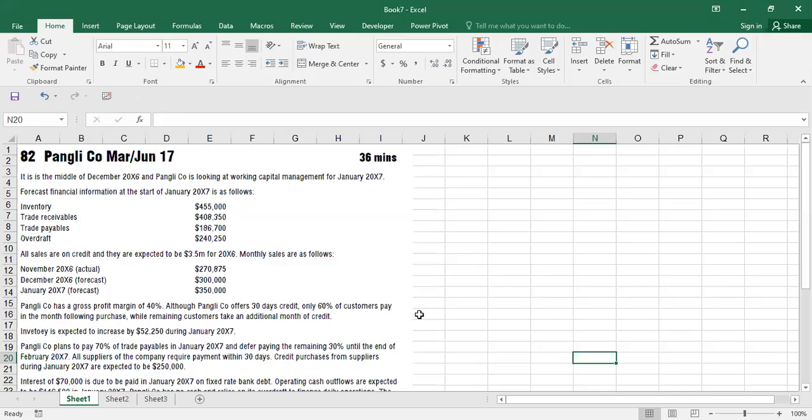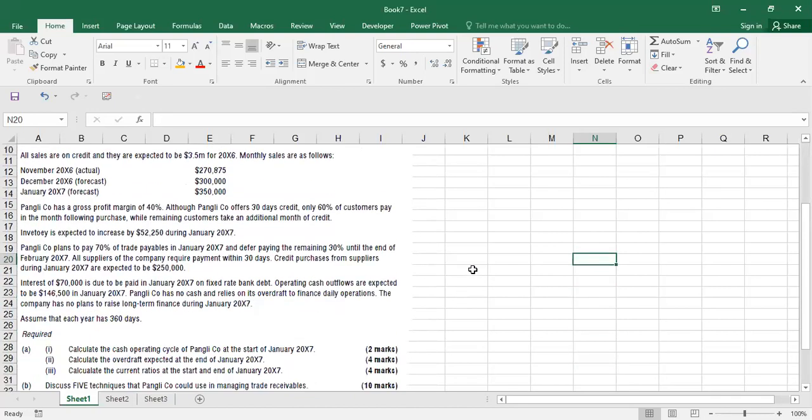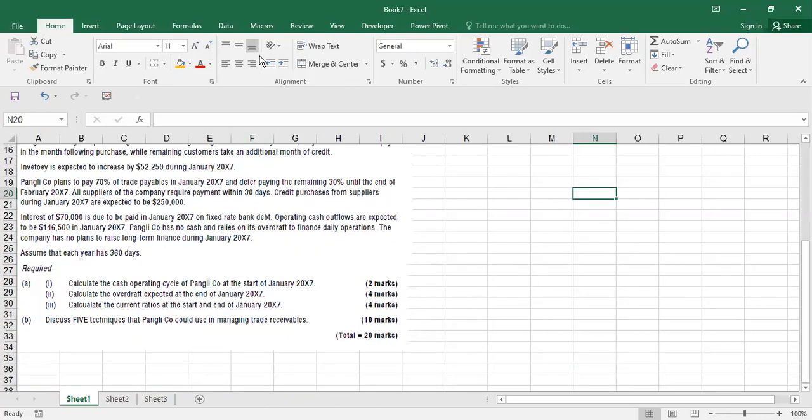Okay, this is 82. Pangli company, a very important question. It's about your cash operating cycle. If you read the requirement, very important question. It says that calculate the cash operating cycle of Pangli company at the start of January 2007. The concepts which you are going to learn in this question, you will be actively using this knowledge in your exam. So please do this question very carefully. Very interesting, very important question.